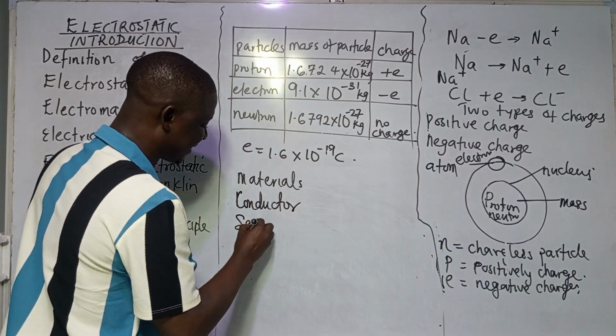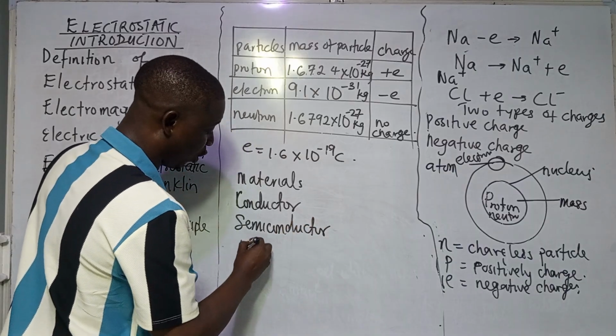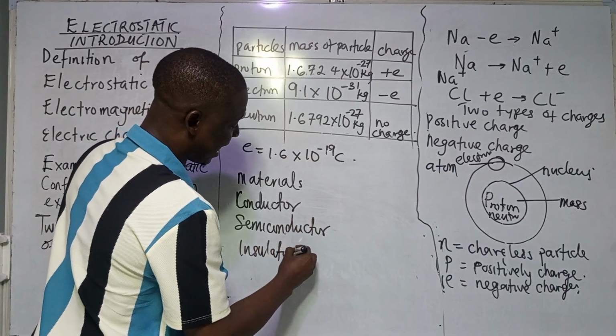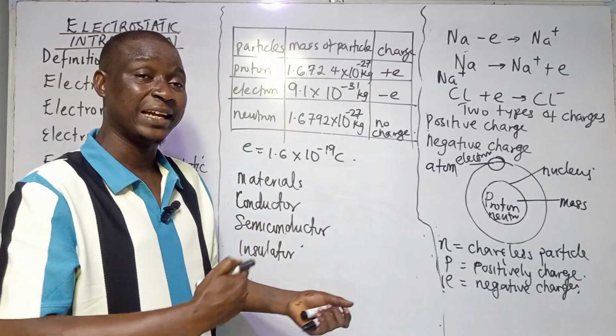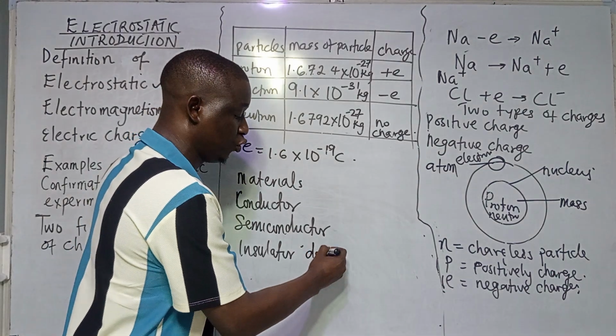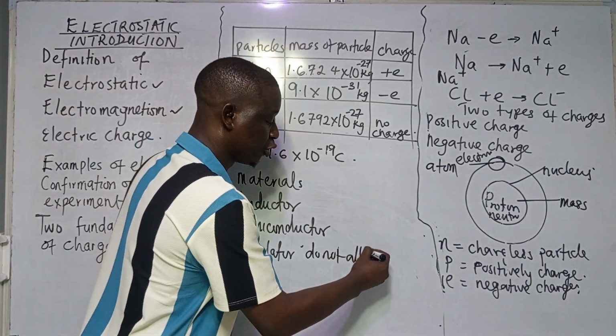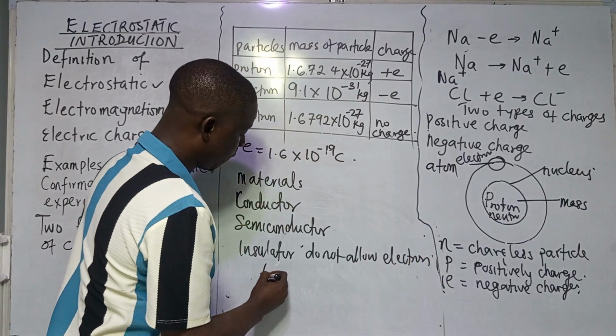We have what they call semiconductor, and we have what they call insulator. These are three basic materials on which you can explain how electrons flow into them. Now, insulator do not allow what? Do not allow electrons to pass through them.